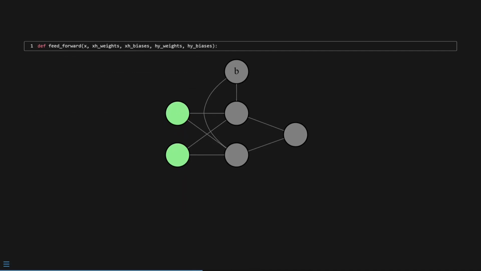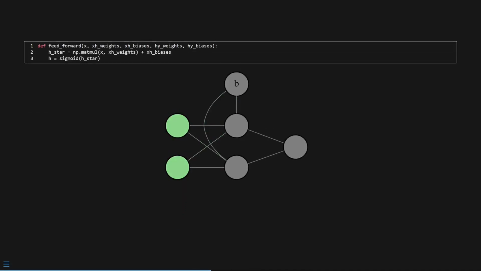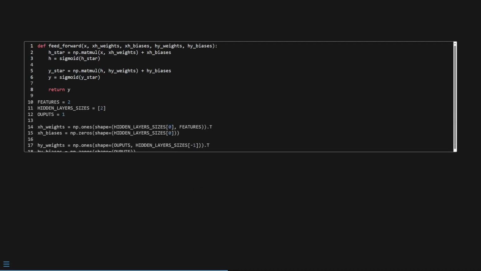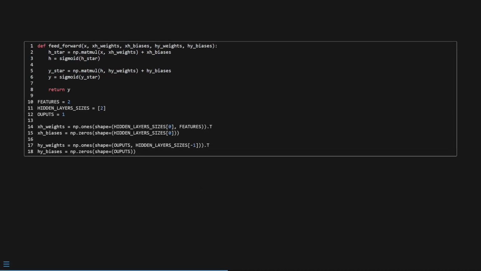Basically, we run some matrix multiplication and apply the activation function, so we get to the hidden layer. Then we do the same process once again and we get to our prediction. And that's it. We run feed forward. What we are missing is the weights and the biases. Consider our initial guess where the weights are all ones and the biases are all zeros.